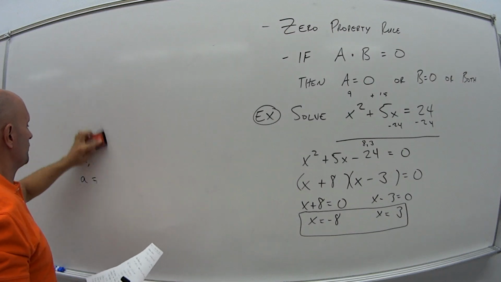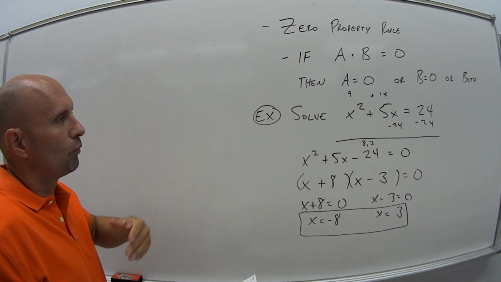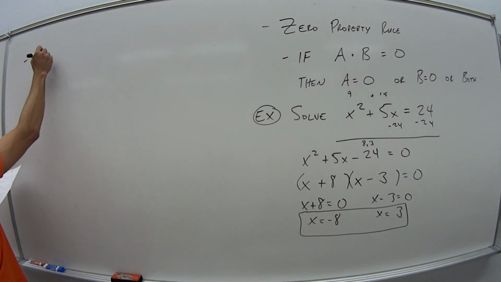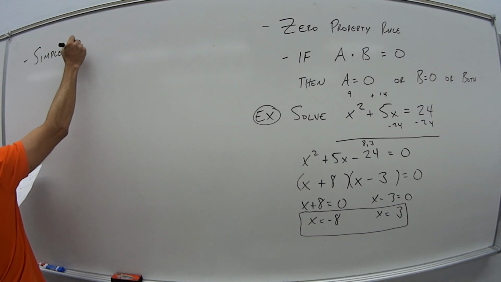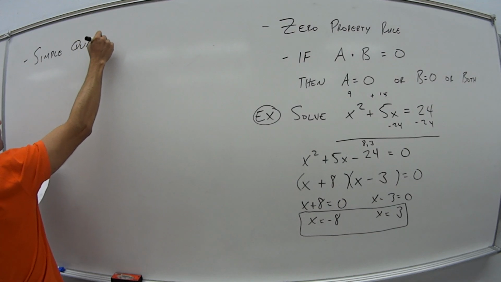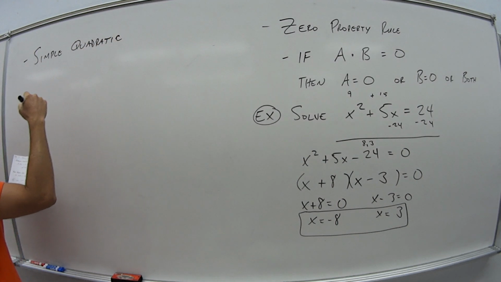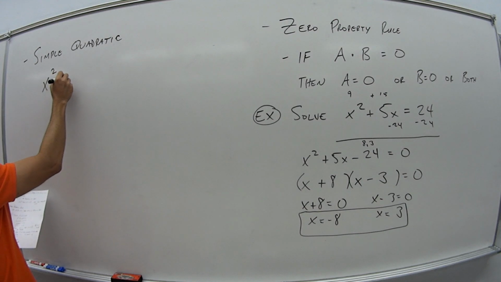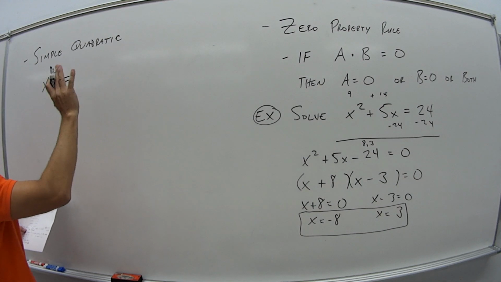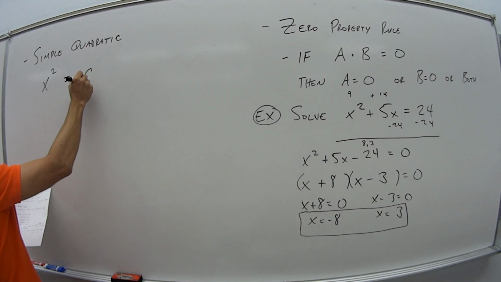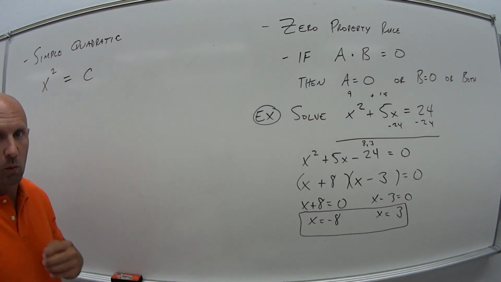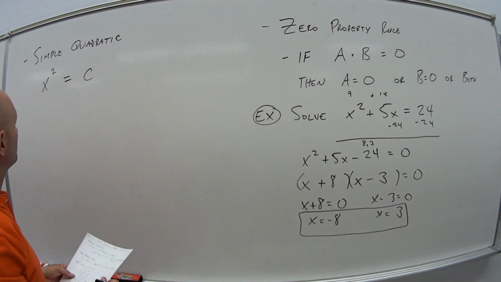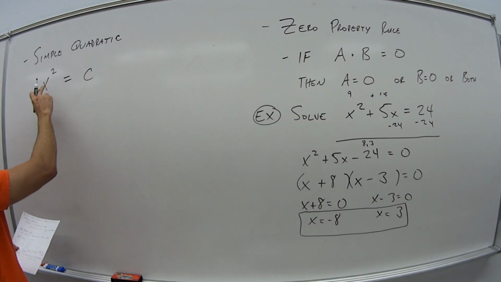So in this case here, we had a quadratic with 3 terms. We also have what's called a simple quadratic. Quadratic means I have an x squared term, but the difference here is that I don't have that middle term with just a single degree of x. I just have x squared is equal to some number c. So to solve this, if I want to get x by itself, what do I have to do?